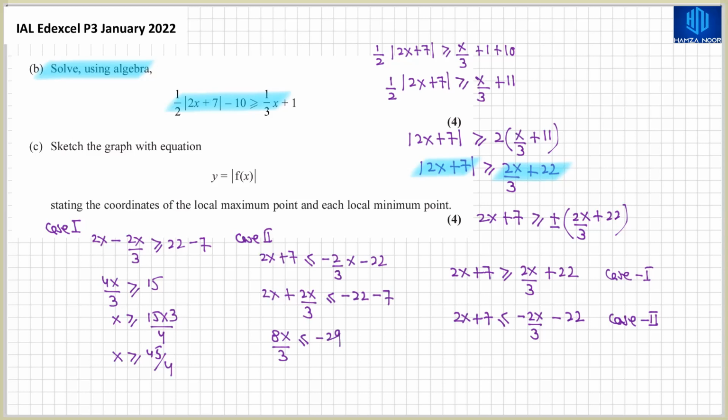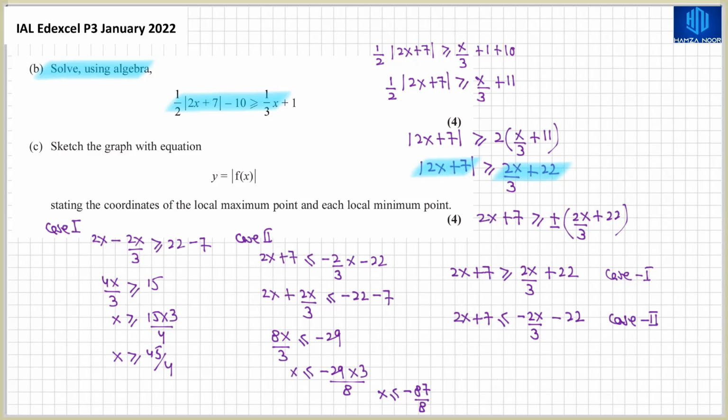So therefore we can say that x is less than or equals to minus 29 times 3 divided by 8. So x is less than or equals to minus 87 over 8. But here you need to make sure that both of the inequalities are valid, since we are dealing with a case where we have a modulus function on one side of the inequality and just a straight line linear function, without modulus, on the other side.